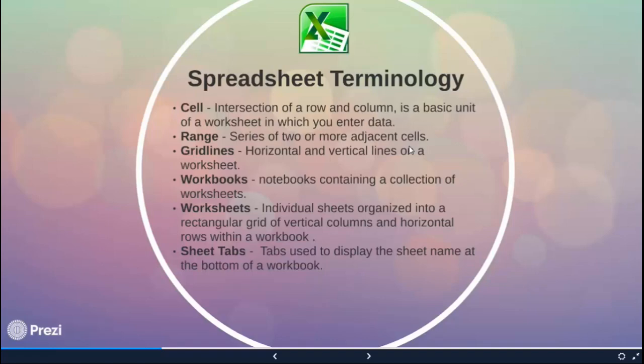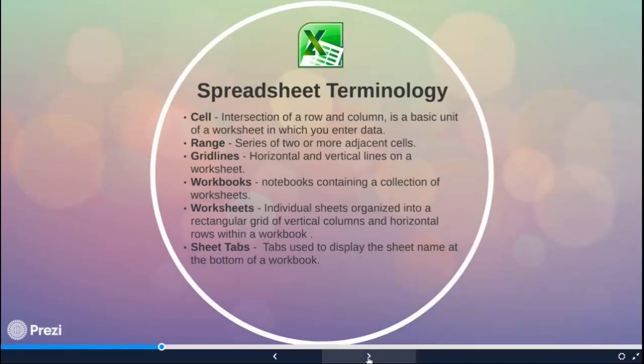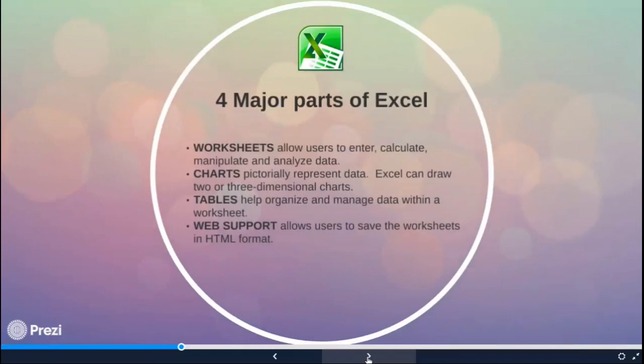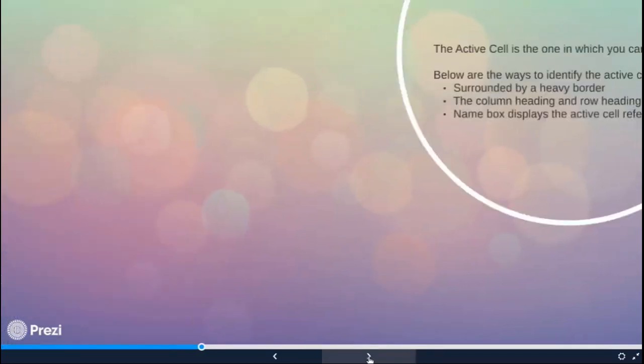Sheet tabs are used to display the sheet name at the bottom of a workbook. Four major parts of Microsoft Excel are the worksheets, the charts, the tables, and the web support.